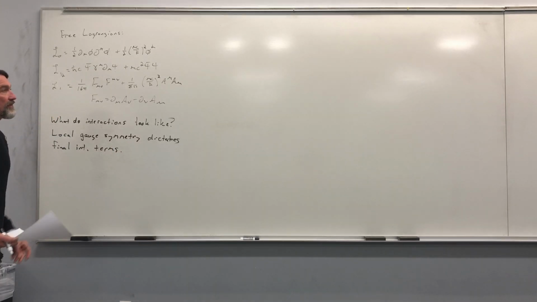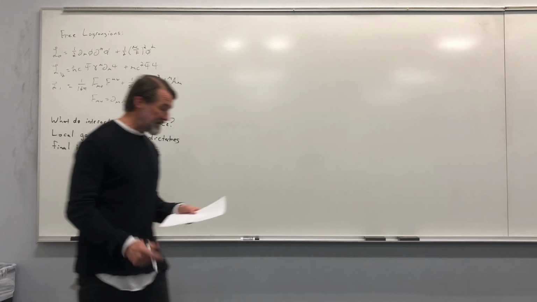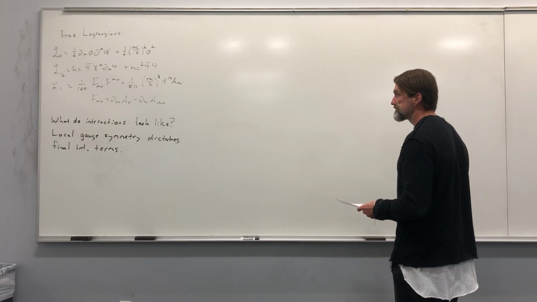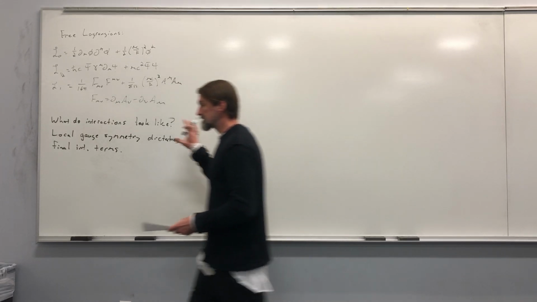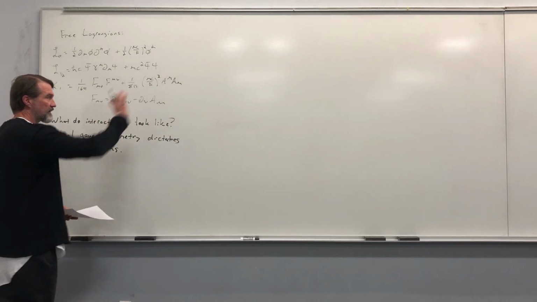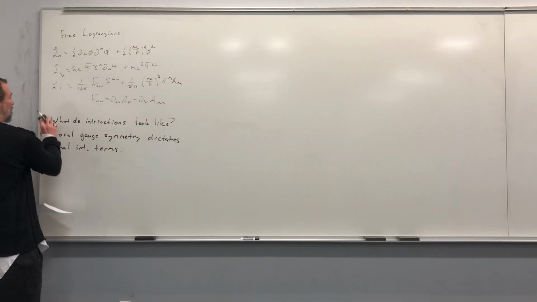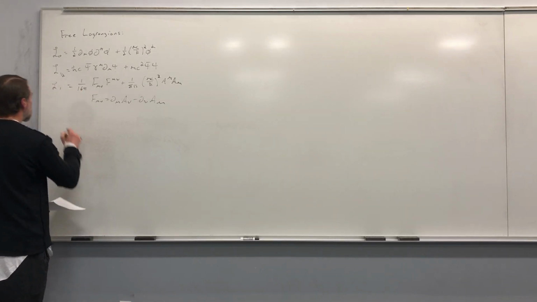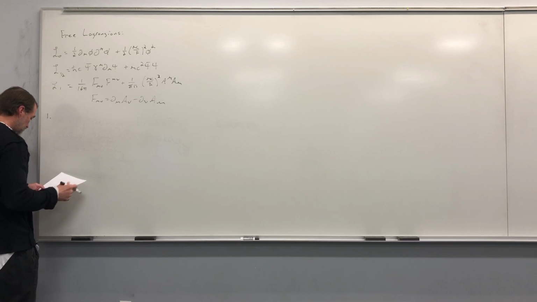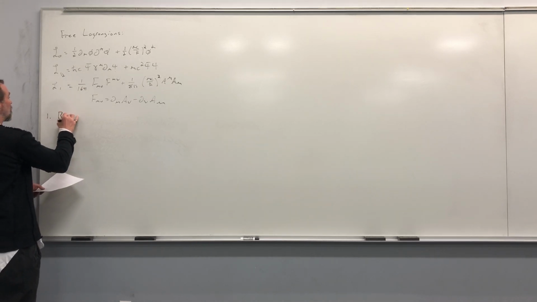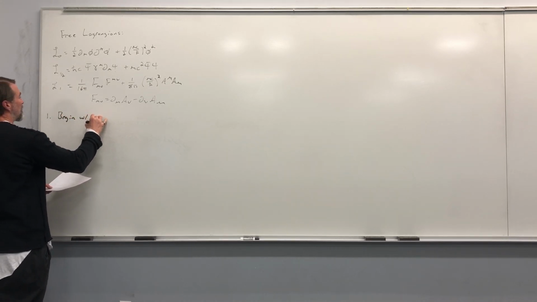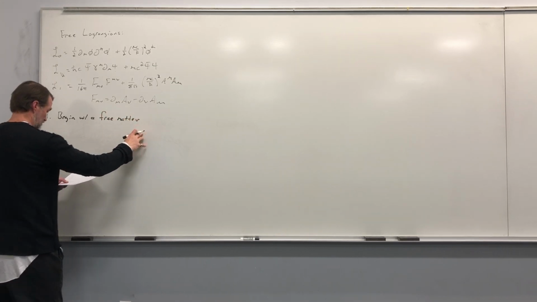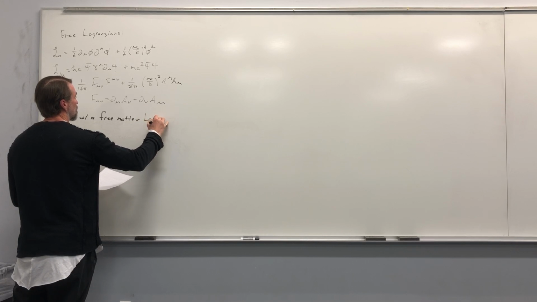Okay? Now, this is a program, and I'm going to lay down the steps to the program for you. Actually, I'm going to erase this comment and put these steps here so that I've got that part of the board to play with. So I'm basically going to give you the formula for imposing local gauge symmetry. First of all, begin with a free matter Lagrangian.